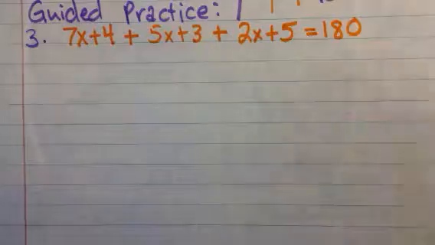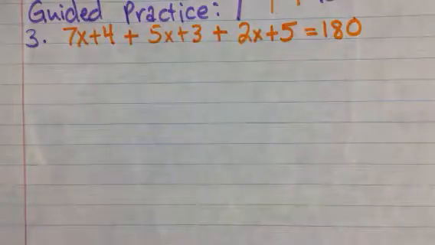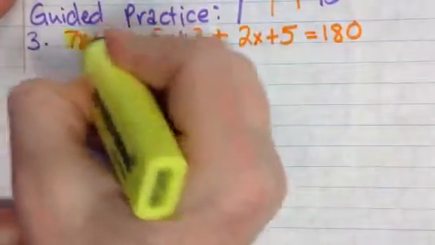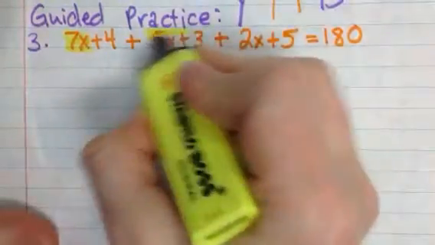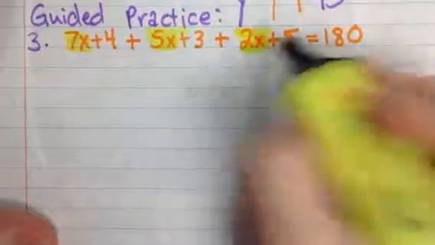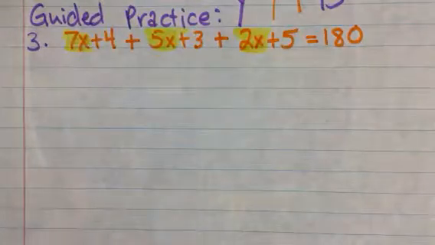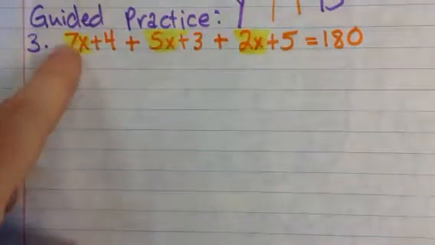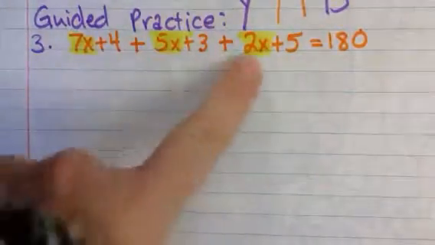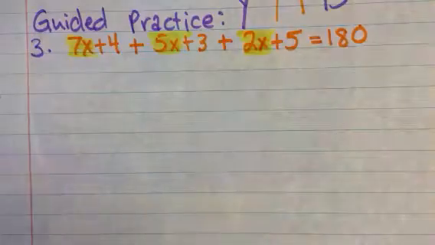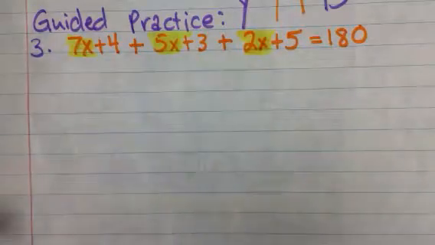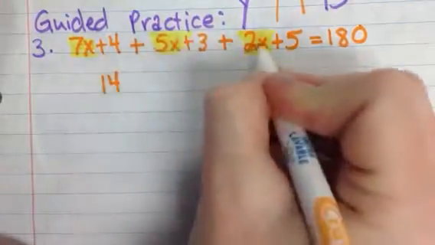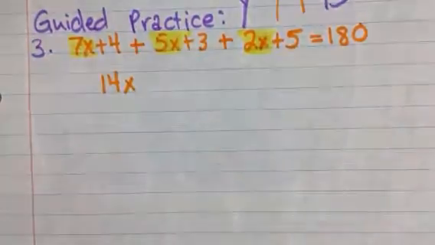Now I have to go through. I'm going to find the like terms. There's some x's in the front, some more in the middle, and some more close to the back right here. They are all positive, so I'm going to simply add them together. 7 plus 5 plus 2 gives me 14. And they all have the variable x, so I'm going to keep the x.